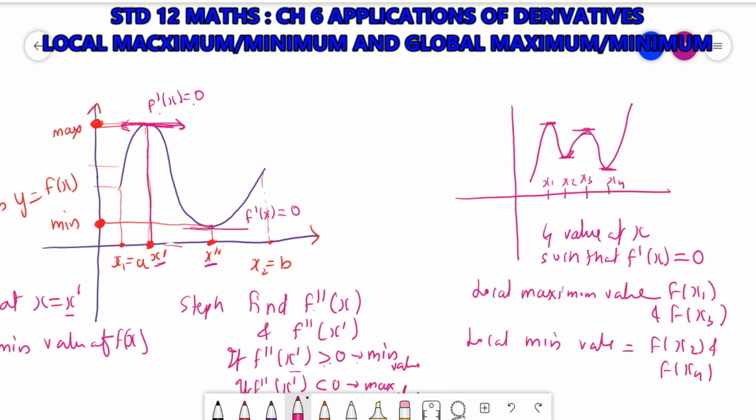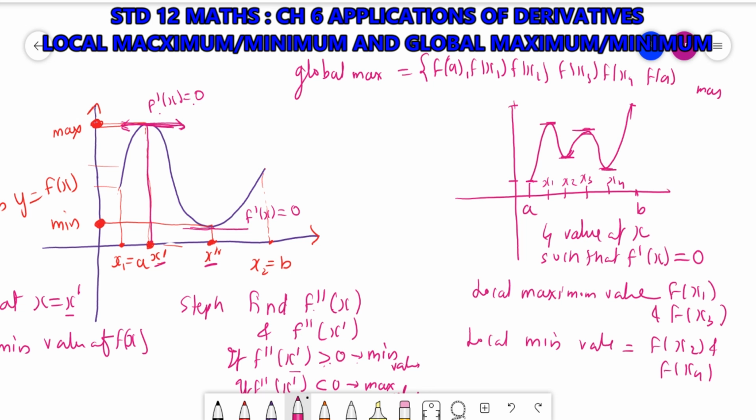But from the curve you can see that at this point, this is A, the starting, and closing at B. At x equal to A, it is having minimum, and at x equal to B, it is having maximum. So what we need to find out? Global maximum. What is global maximum? That is f of A, f of x1, f of x2, f of x3, f of x4, f of B. The maximum from all these.